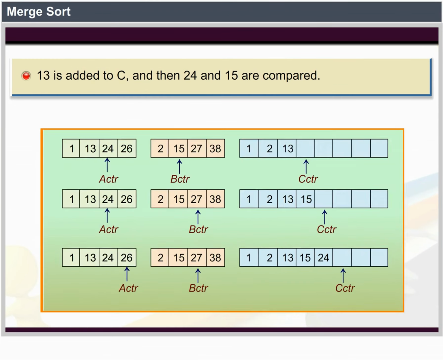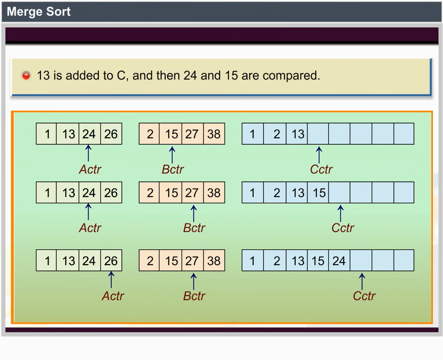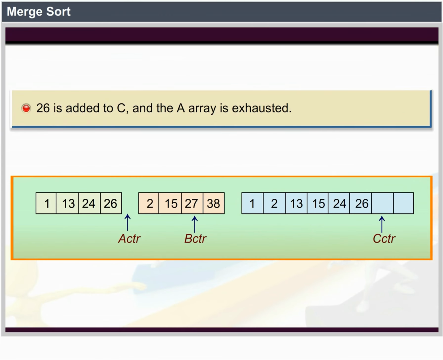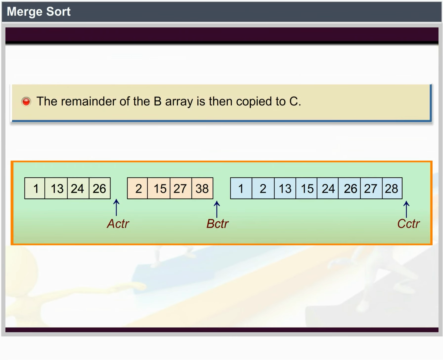13 is added to C, then 24 and 15 are compared. 15 is added to C, then 24 and 27 are compared. Now 24 is added to C, then 26 and 27 are compared. 26 is added to C, and the A array is exhausted. Then the remainder of the B array is copied to C.